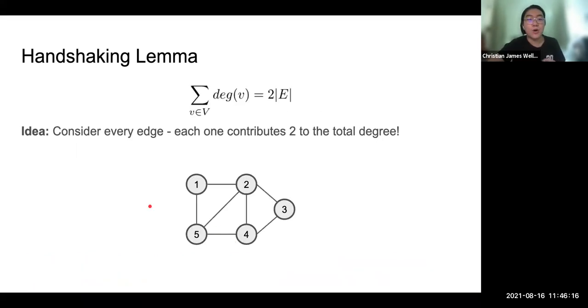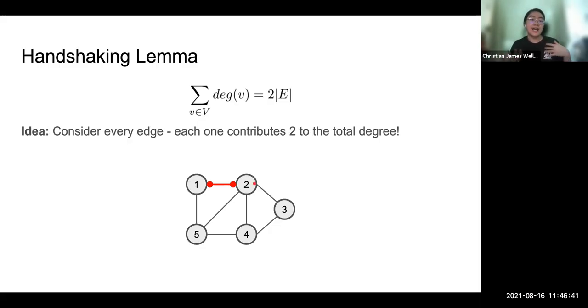And here's the proof, or rather the proof idea, okay? The idea is we consider every single edge, right? So we consider from the right-hand side rather. Each one of them contributes twice to the degree, okay? So for example, if I take this edge over here, it contributes a degree to node 1, then it contributes a degree to node 2. But what matters is that it only contributes 2 to the total degree.